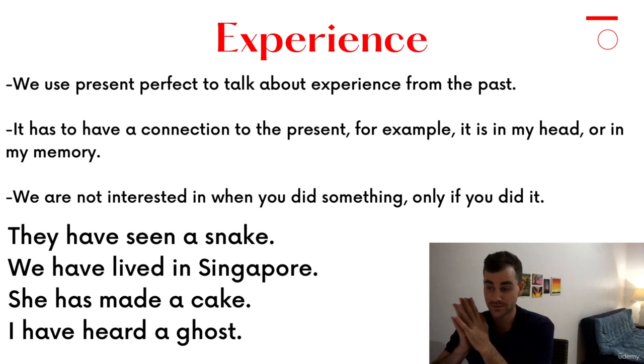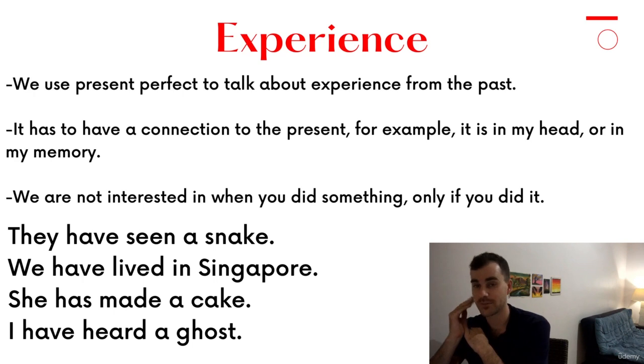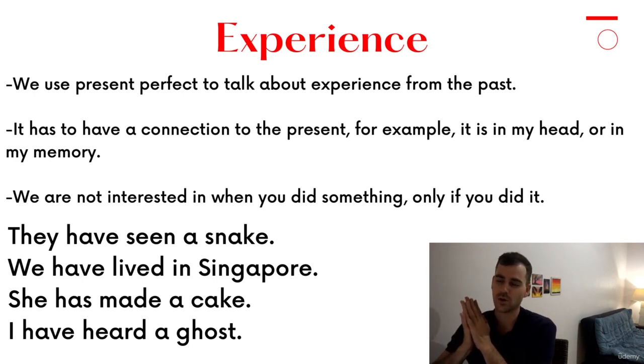We use present perfect to talk about experience from the past. It has to have a connection with the present, though. For example, it is in my head or in my memory. We are not interested in when you did something, only if you did it. Here are some examples. They have seen a snake. We have lived in Singapore. She has made a cake. I have heard a ghost.